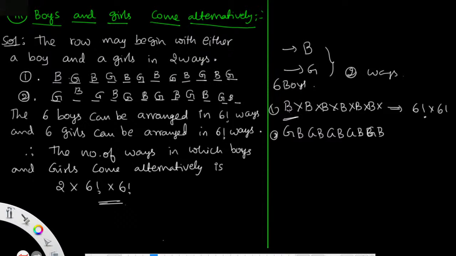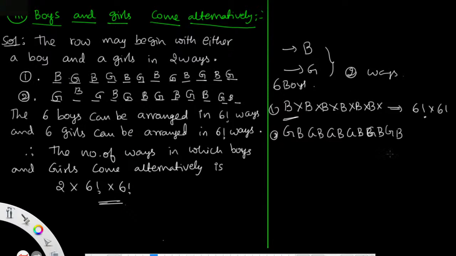The row may begin with boys, and girls come alternatively. The ways appear as two cases: starting with boys or starting with girls. That is why there are two cases. Therefore, the number of ways in which boys and girls come alternatively is 2 into 6 factorial into 6 factorial. That is the explanation of this question.